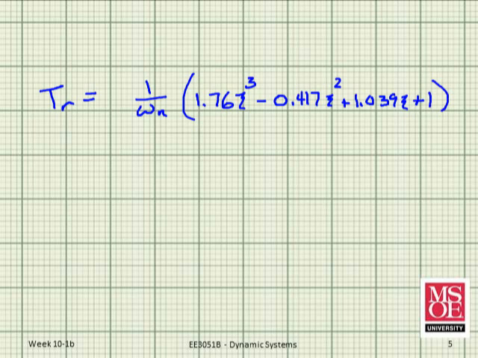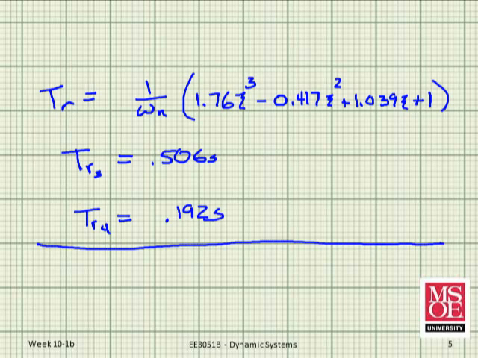Using our values for these two systems, we obtain a rise time for system 3 equal to 0.506 seconds, which by investigation of the graph is fairly close. The rise time for system 4, using zeta equal to 0.164 and the natural resonant frequency the square root of 37, is equal to 0.192 seconds. So those are the analysis equations for calculating the rise time, the percentage of overshoot, the peak value, and the settling time for an underdamped second order system.